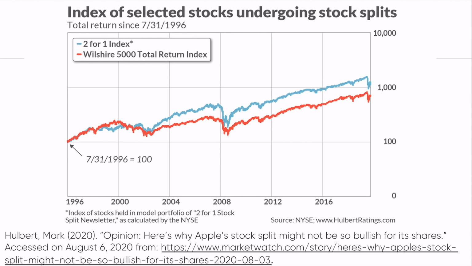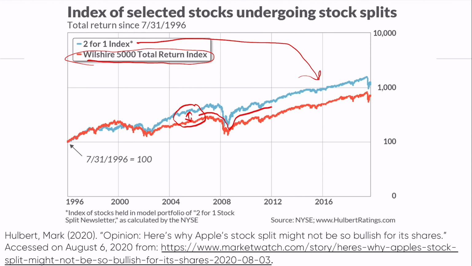Mark Hulbert did a study published a couple days ago where he looked at the total return of stocks that had done a 2-for-1 stock split, and he compared that to the Wilshire 5000 Total Return Index. What you can see here, this blue line shows the performance of the 2-for-1 index. So the stocks that have split have outperformed the broader market since 1996. However, this is in log format, so you can see that really since about here, this distance has not expanded at all throughout the years.